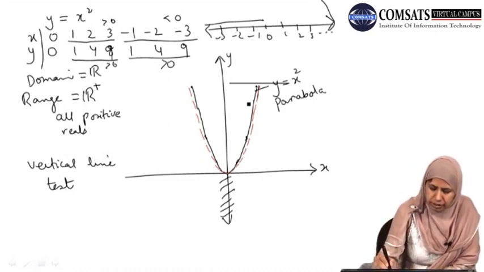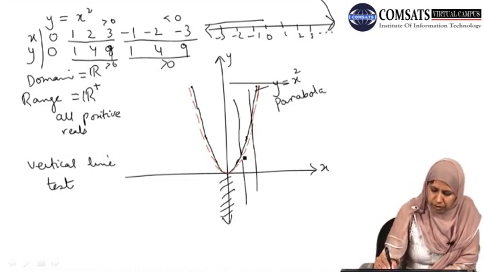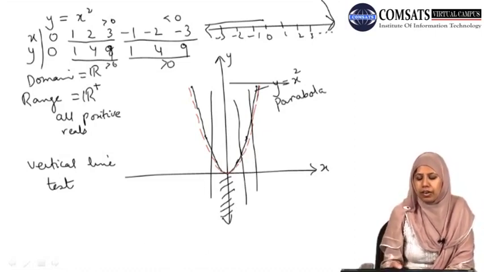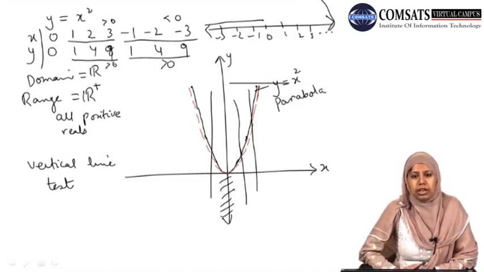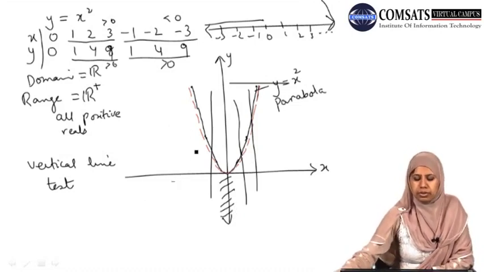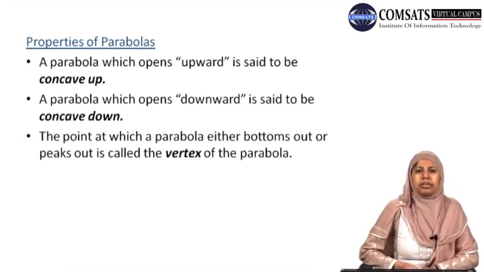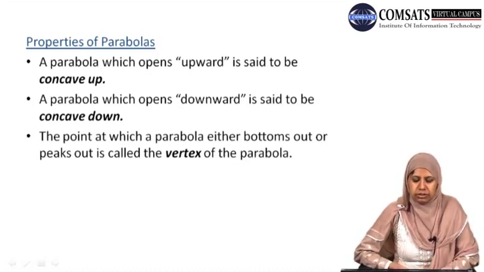With the help of the vertical line test, we can see that any vertical line passes the graph only at one point. So the given graph is a graph of a function, namely the quadratic function y is equal to x square. Now we have some properties of parabola, in particular some properties of the graph of a quadratic function. We say that a parabola which opens upward is said to be concave up. A parabola which opens downward is said to be concave down.